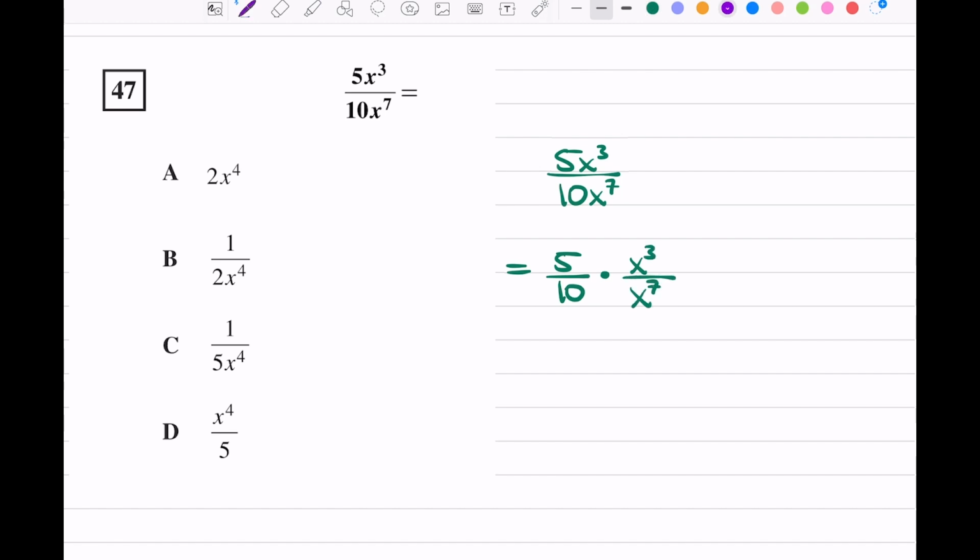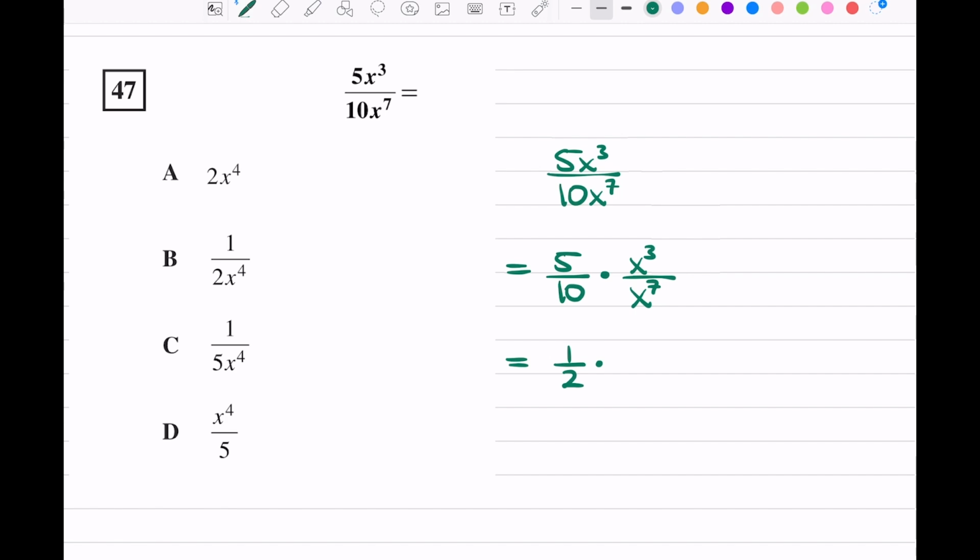Remember, with fractions, when we're multiplying, we multiply the pieces on top and the pieces on bottom. So if we multiply these two pieces, we could get to the step above. So we're just going backwards. Now we can consider these two fractions separately. 5 over 10 simplifies to 1/2.